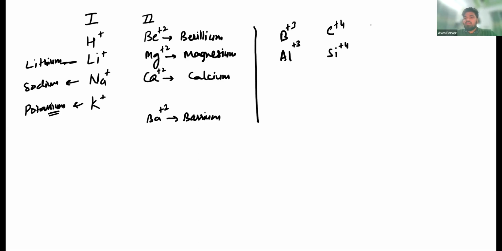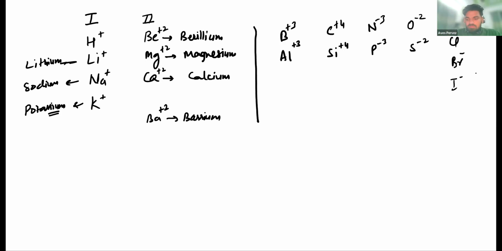Then, after carbon, we have nitrogen. N, P are going to have -3. Then we have O, S, which is -2. And then fluorine, chlorine, bromine, iodine. They are going to have -1. So these are the elements that are very popular, and you will become familiar with them. Got it?